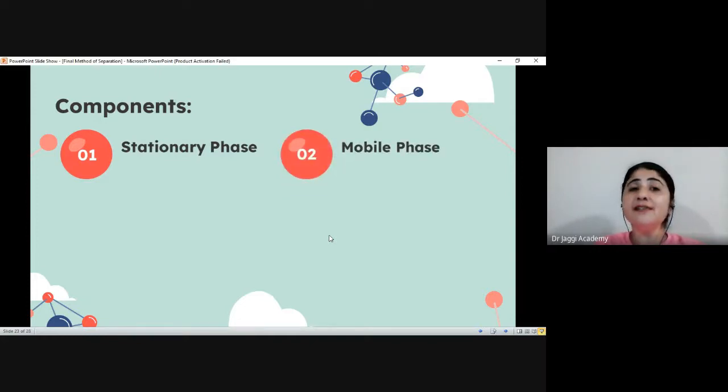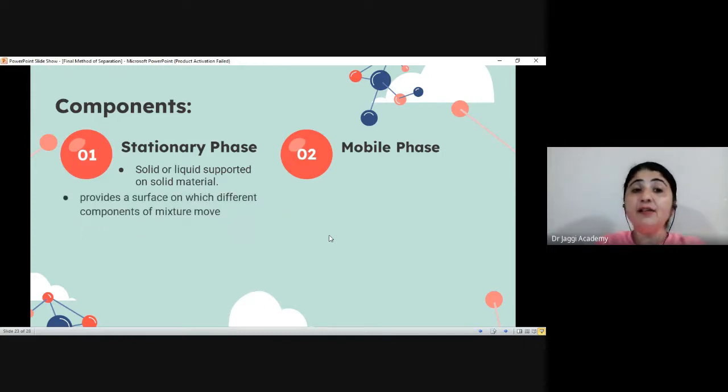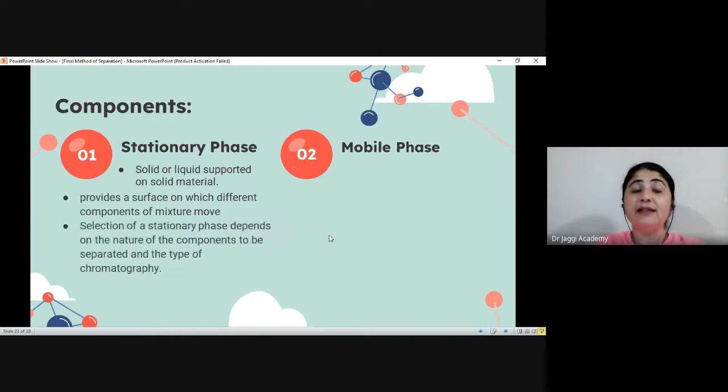So what is a stationary phase? The stationary phase is a solid, or a liquid spotted on a solid material, and it provides a surface on which the different components of the mixture move. The selection of the stationary phase depends upon the nature of the components to be separated and the type of chromatography. For instance, gel beads, paper, silica, alumina, and glass are the best examples of the stationary phase.